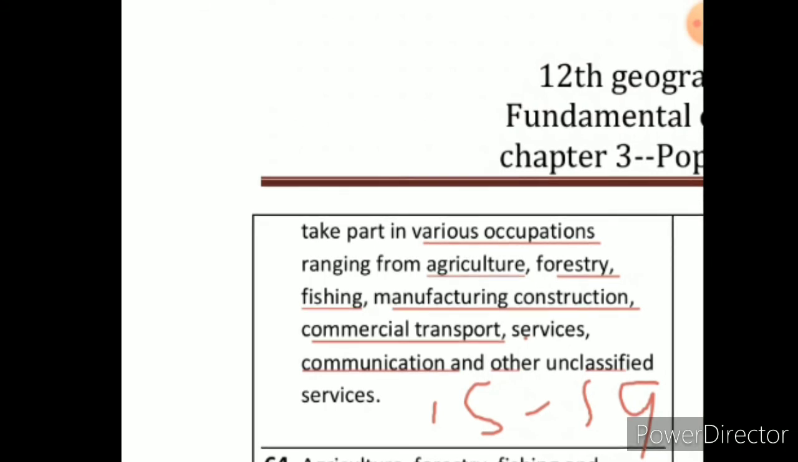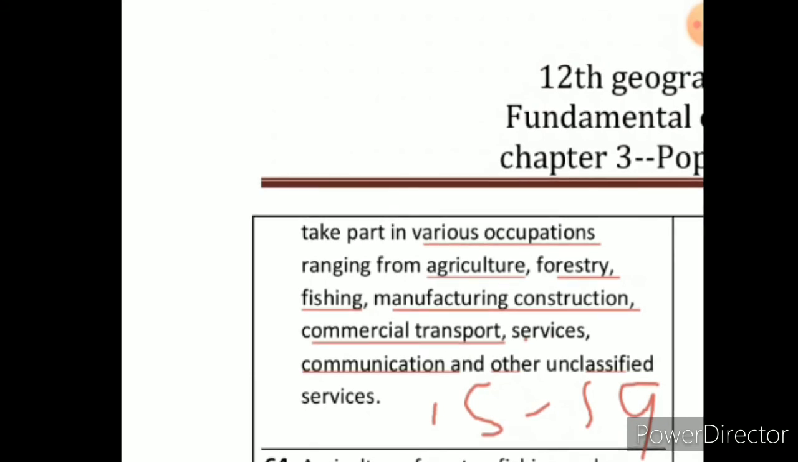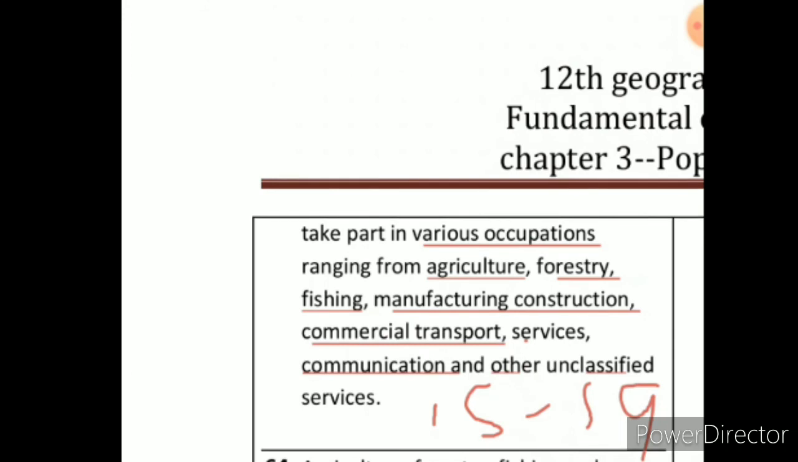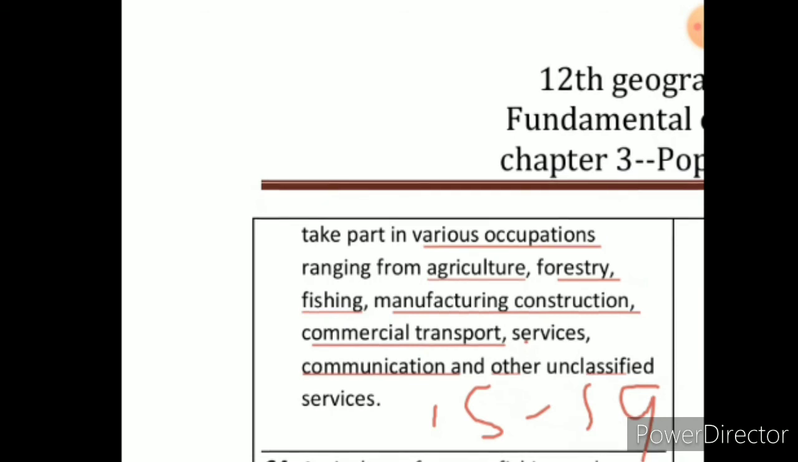Now we come back to secondary activities: manufacturing, manufacturing something from raw material, right? So that comes under secondary activities. So what type of activities and what type of occupation comes under it? One is transport, one is communication and other services. The third sector is the service sector. We also call it the service sector or tertiary sector, okay?